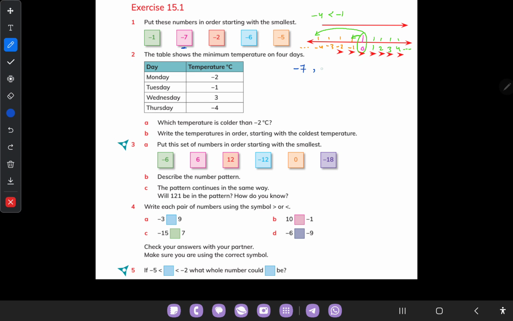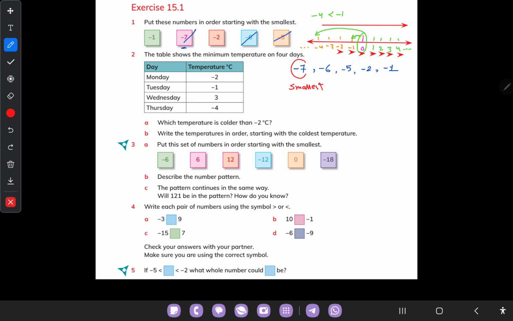And negative 6. Excellent. Negative 5. Very good. Negative 2. Yes, excellent. Negative 1. Yes, very good. So here we order them from the smallest to greatest. So when we are dealing with negative numbers, the greatest number is the smallest one because it's so far from 0.